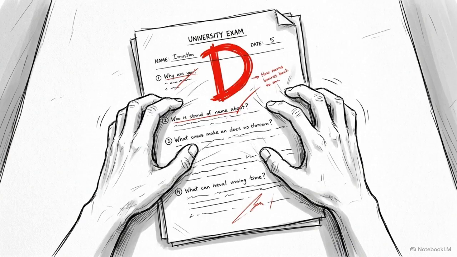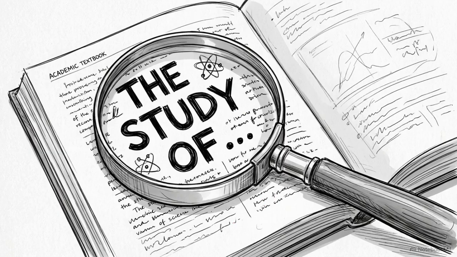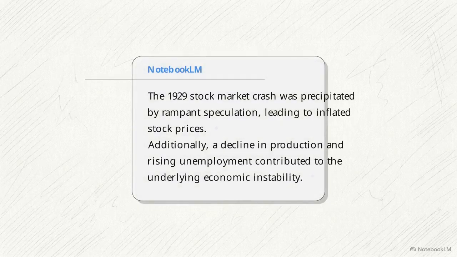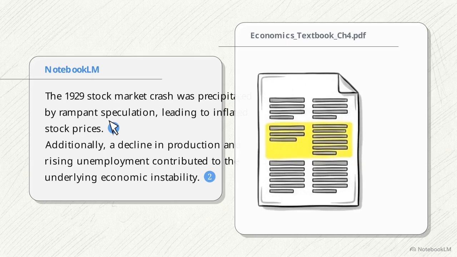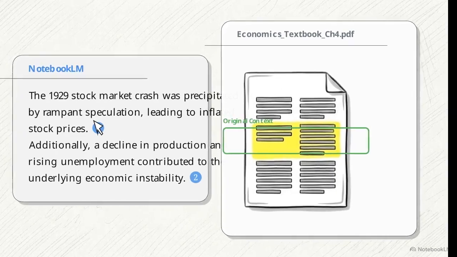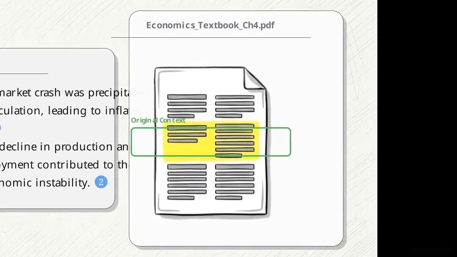However, blind trust is a major failure point in studying. You must independently verify these summaries before relying on them for a graded exam. Notice the small citation bubbles at the end of each sentence. Click one to trigger the verification loop. The interface instantly jumps to the exact page in your PDF and highlights the original text, letting you read the context yourself.